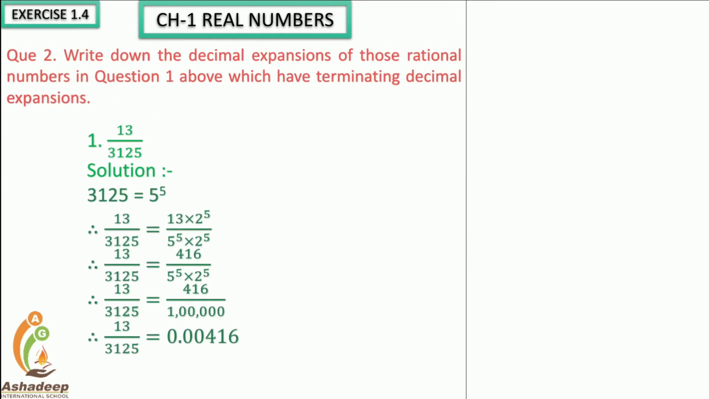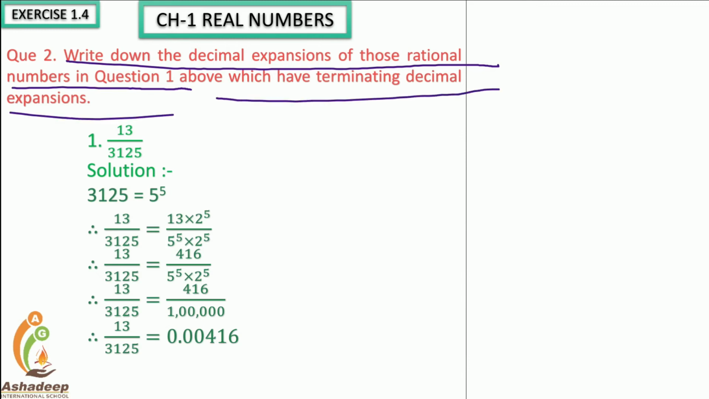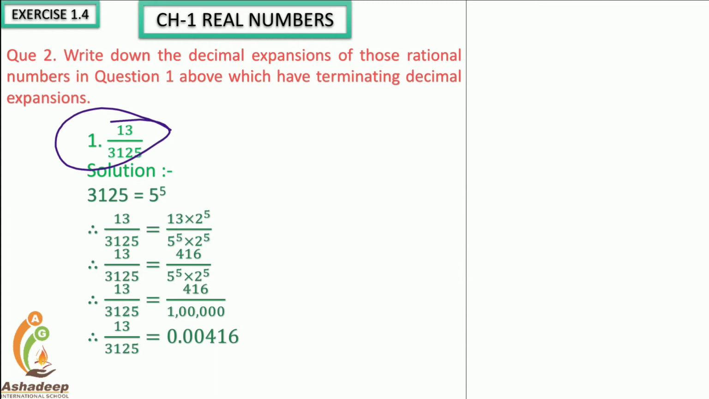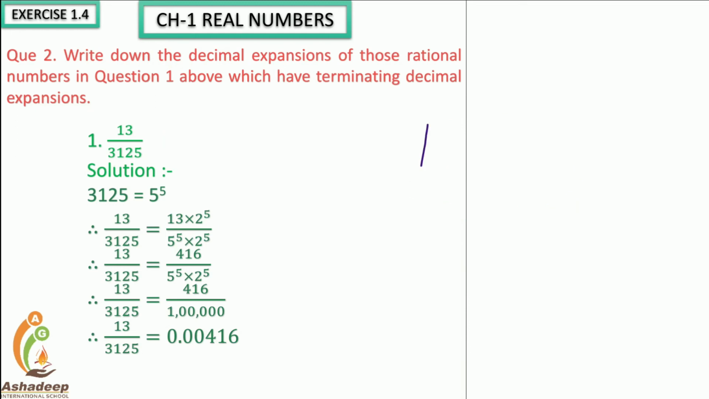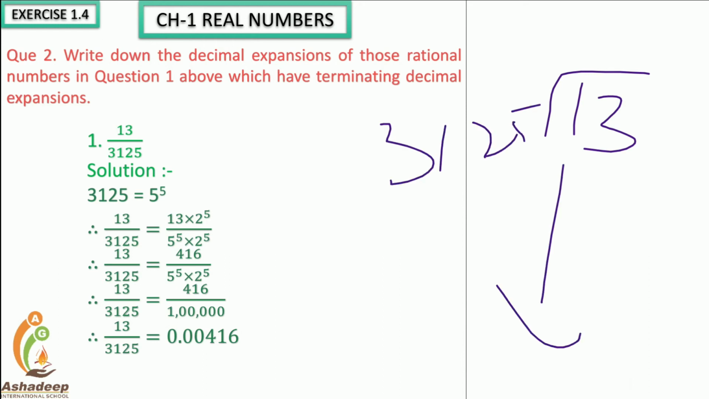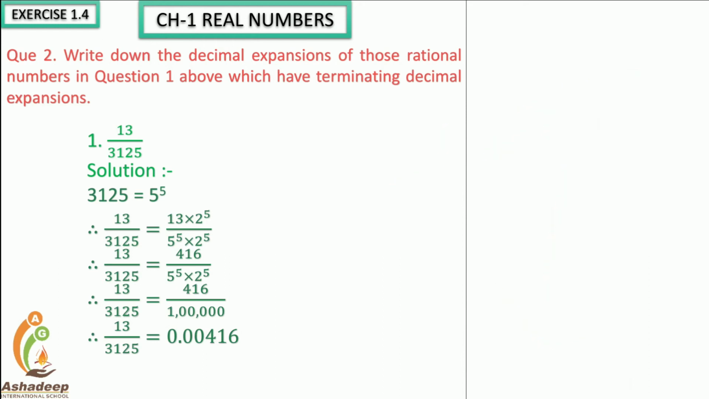Now, question 2: write down the decimal expansion of those rational numbers in question number 1 that we saw above, which have a terminating expansion. So the first is a terminating expansion. If you directly do 13 divided by 3125, the sum is going to be very big. So we don't need to go that way.